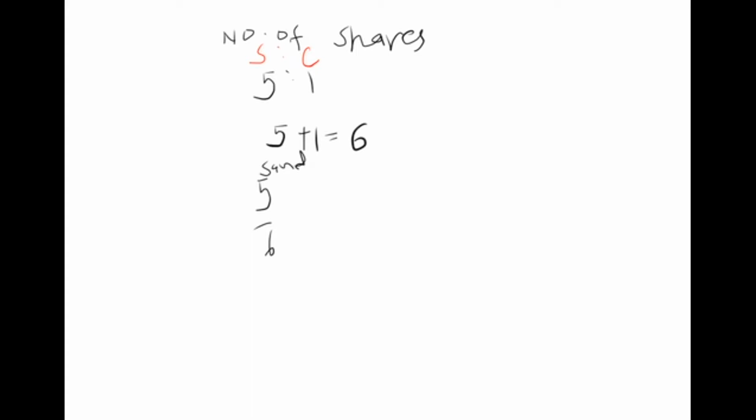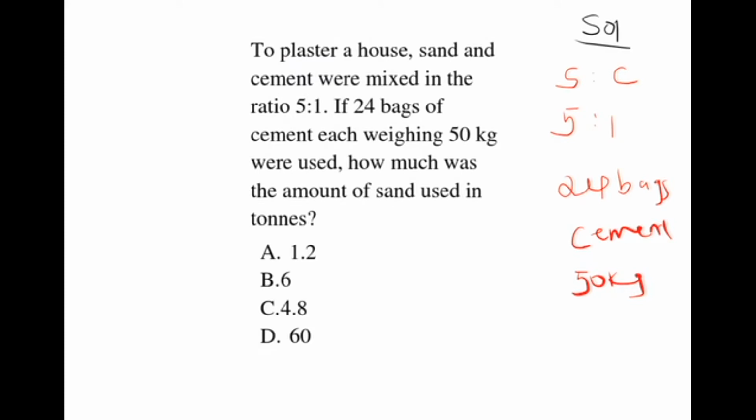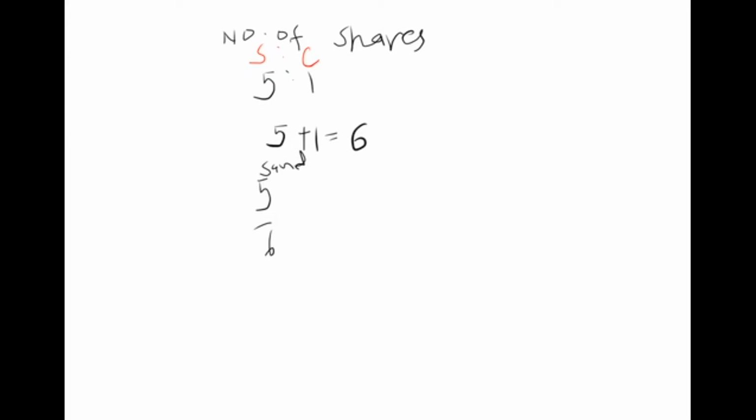Then the question tells us that 24 bags of cement weighing 50 kg, then the cement is 1/6. Therefore, 1/6 is equivalent to 24. What about 5/6? 5/6, these are the bags for sand.